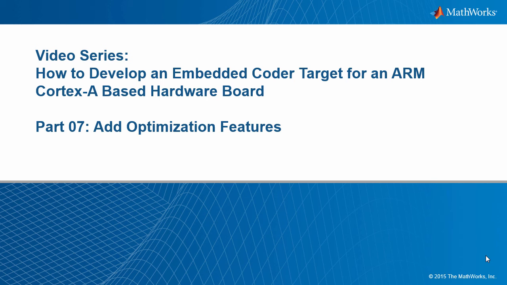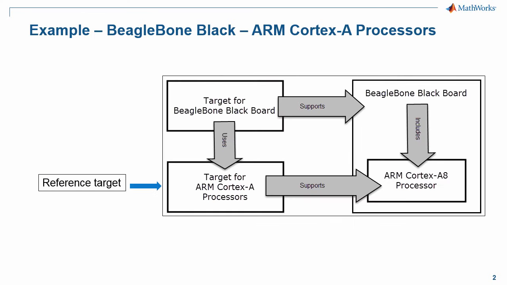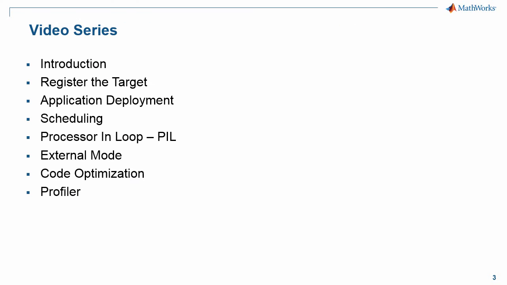This video is a part of a series on how to develop an embedded coder target for an ARM Cortex-A based hardware platform. We're using the ARM Cortex-A SDK to build a target for BeagleBone Black. By now, we have developed the target and added a number of features to it. In this tutorial, we will take a quick overview of the code optimization feature using code replacement.